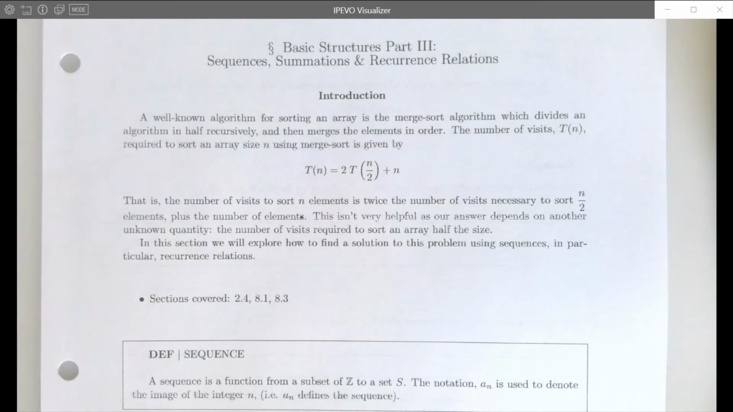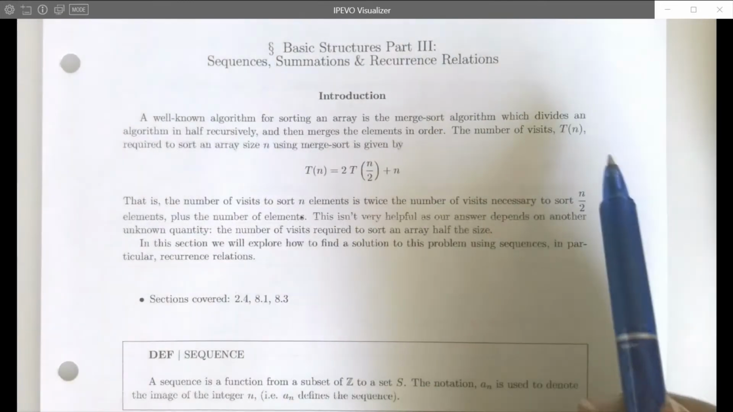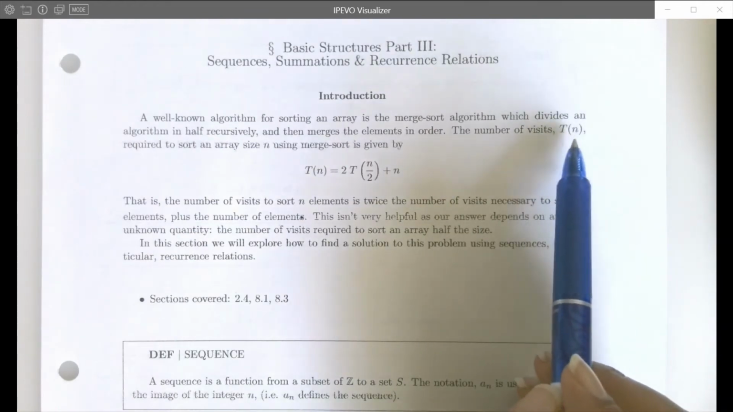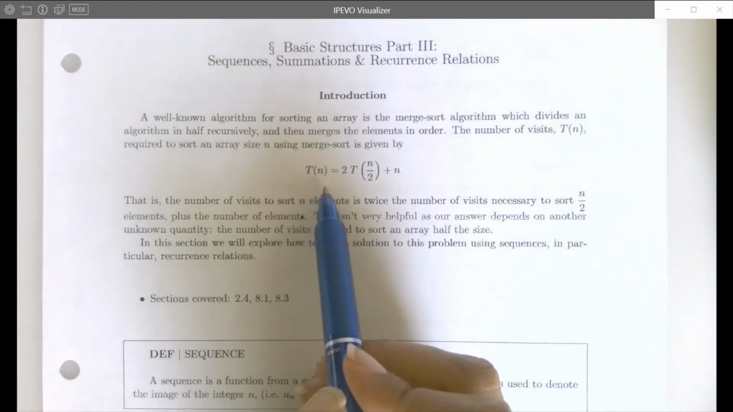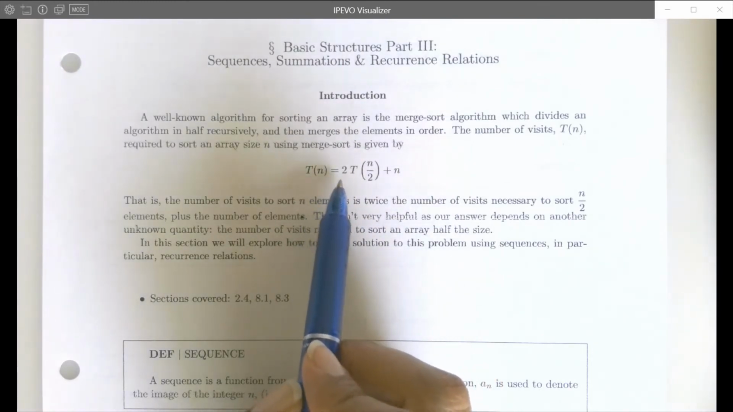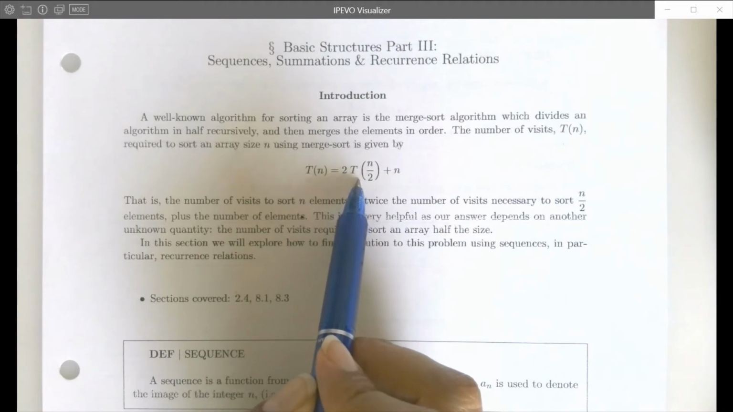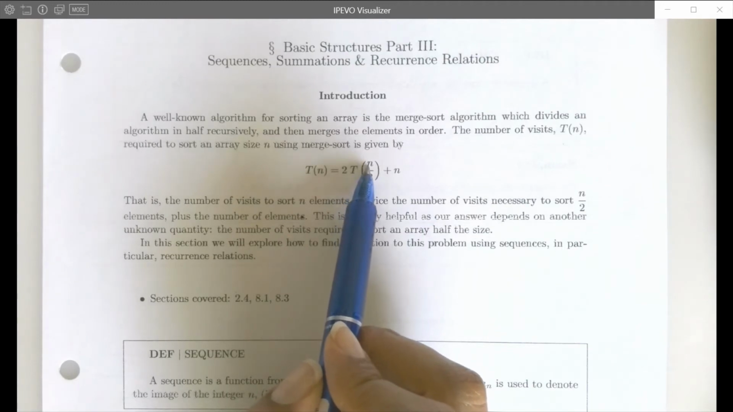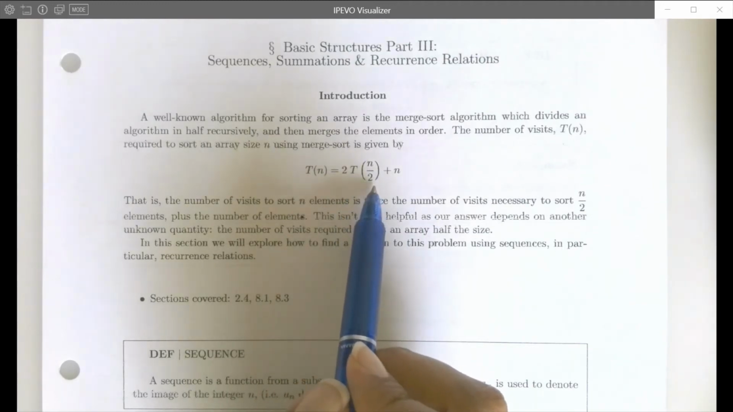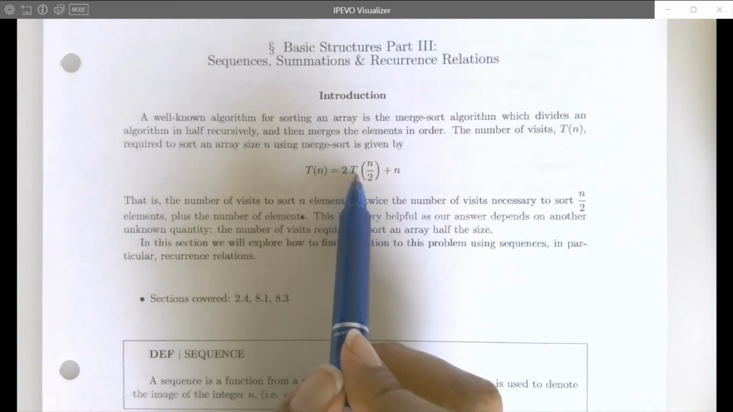And so if we want to analyze how many visits that algorithm performs in order to sort an array, we can think about defining a function, maybe t of n, and t of n is describing the number of visits for sorting an array of size n using merge sort. Then in that case, we can describe the number of visits by saying, well, it's going to be 2 times the number of times that you need to visit an array half the size, because you are sorting the first half and then you're sorting the second half. So that would be 2 times t of n over 2.